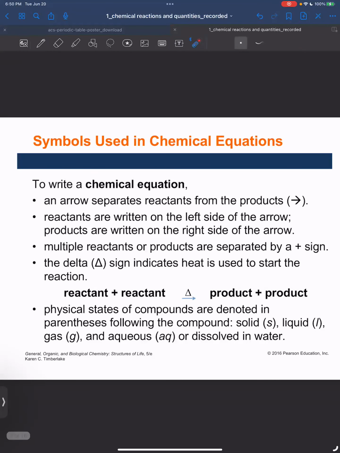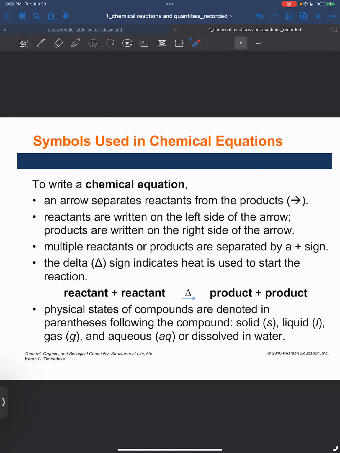So to write a chemical equation, once again, an arrow separates the reactants from the products. So this arrow here separates the two. Reactants on the left, products on the right. So anytime you hear me use those words like reactants, you're going to visualize, oh, they're on the left side of the arrow. If I'm referring to the products, then you're like, oh, that's on the right side of the arrow. So that's part of our vocabulary here.